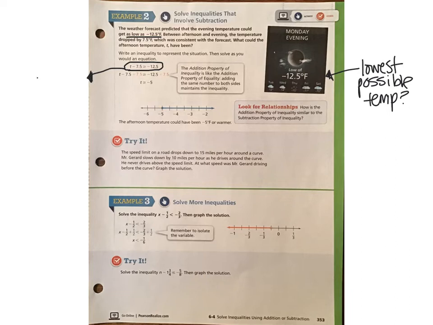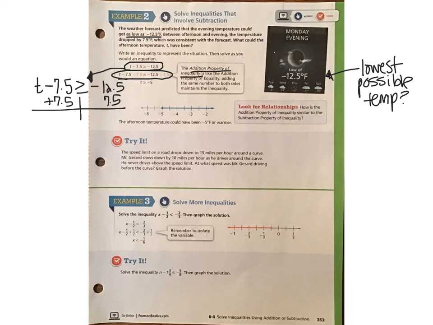Then as we solve an equation, we are going to do the same thing to both sides, which is to add 7 5/10, which is what they did right here in this step. They used the addition property of inequality, which is just like the addition property of equality, and they did the same thing on both sides. Now we know that T has to be greater than or equal to negative 5.